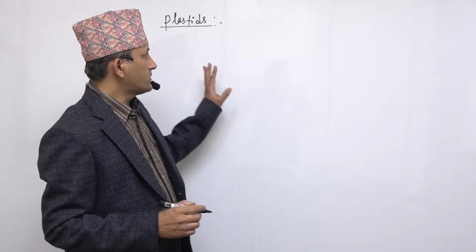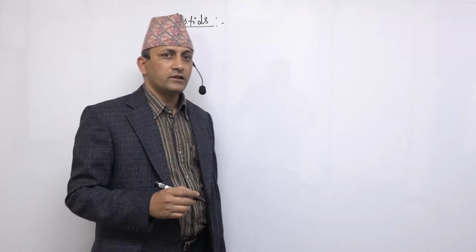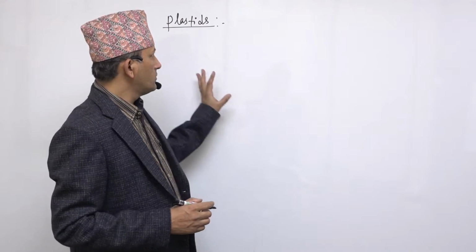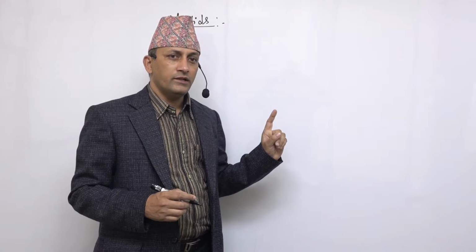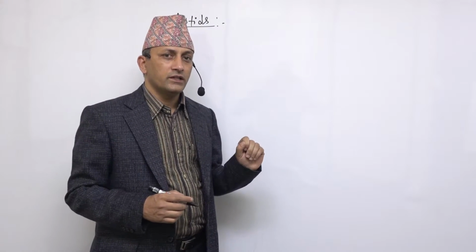So today we are going to study about plastids. This is another very important cell organelle found in plant cells. It is very important to remember that this is absent in animal cells and is present only in plant cells. This is one important difference between plant cell and animal cell.